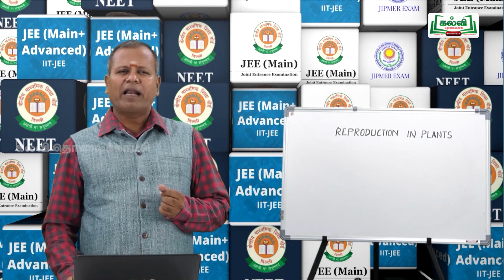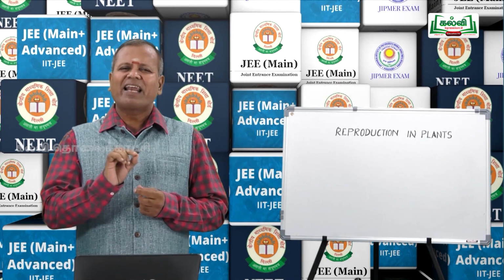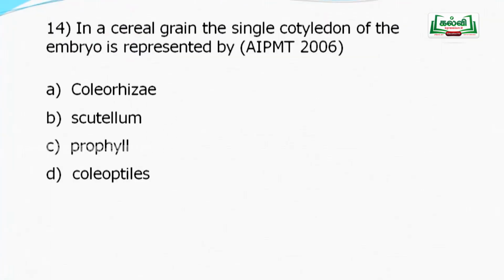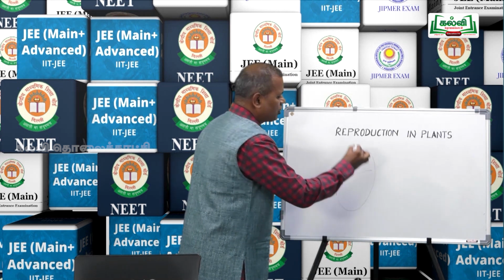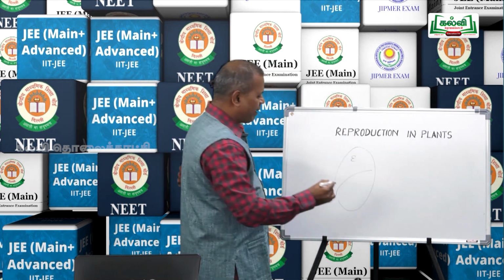Then question number 14, in a cereal grain, a single cotyledon of the embryo is represented by, you know, cereal comes under monocotyledonous plant. The question is, in a cereal grain, the single cotyledon of the embryo is represented by, see the embryo of monocot. This is the embryo of monocot. See this region, this is the endosperm, nutritive tissue for the developing embryo.